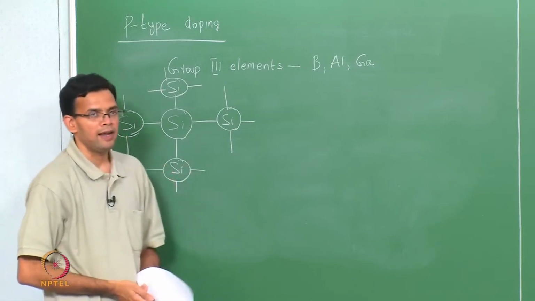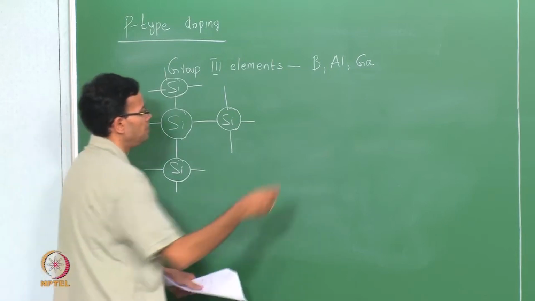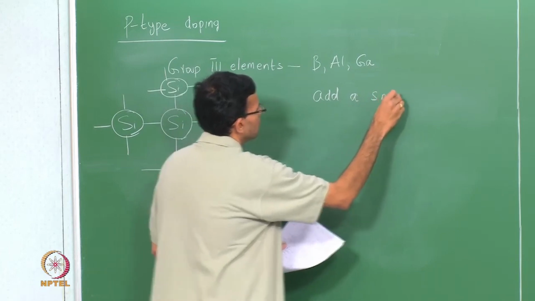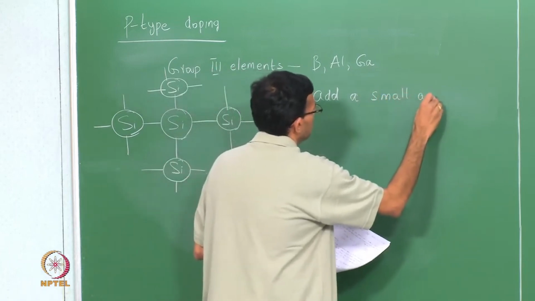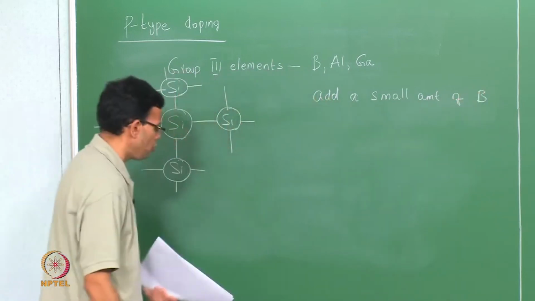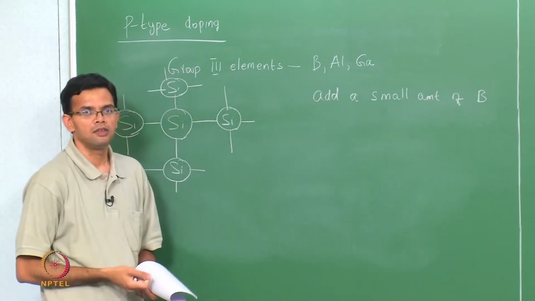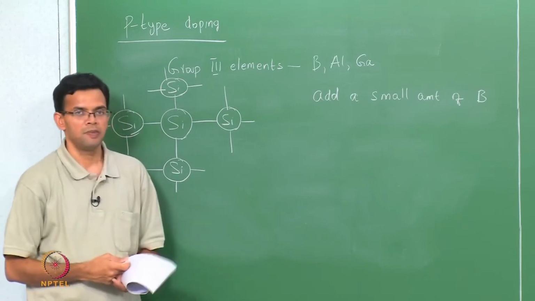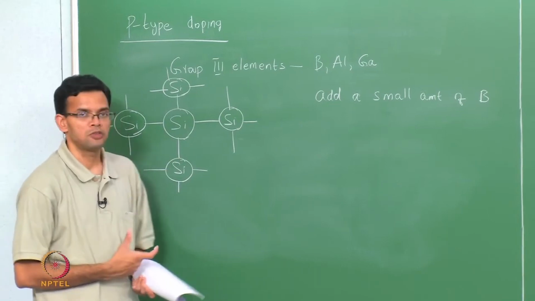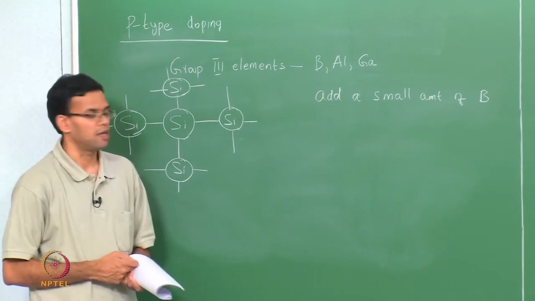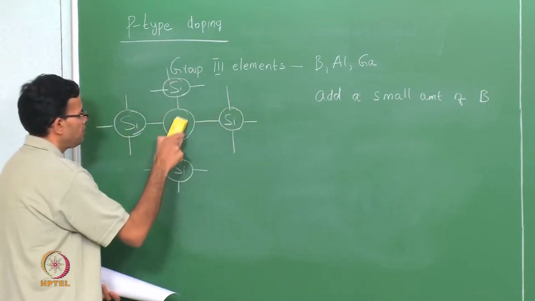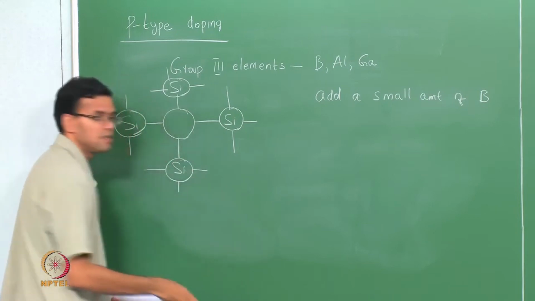So, now you add a small amount of group 3 element. So, let us say add a small amount of boron. Once again, the boron atoms just replace the silicon atoms in the lattice. The concentration is so small that it does not affect the lattice arrangement of silicon. I will take this silicon atom and I replace it with boron.